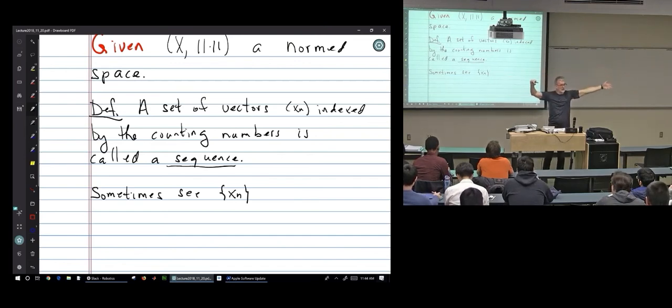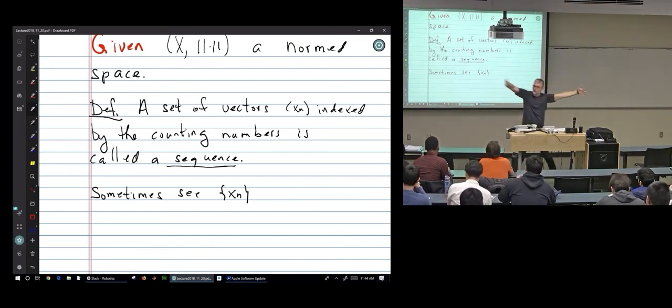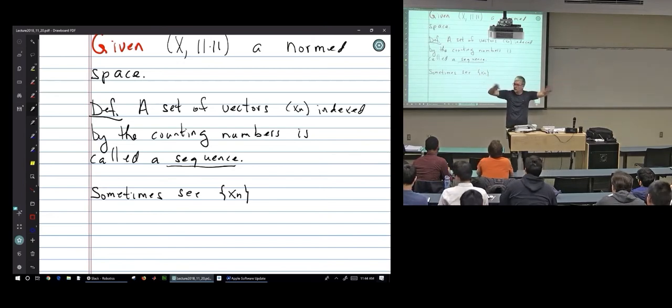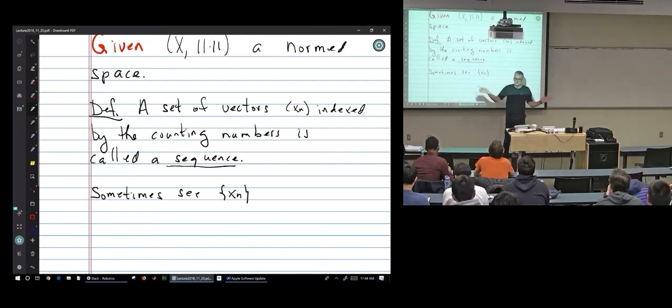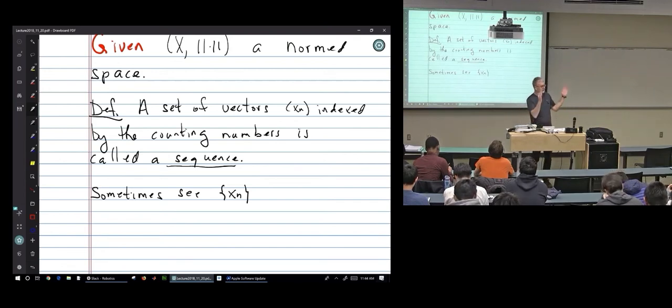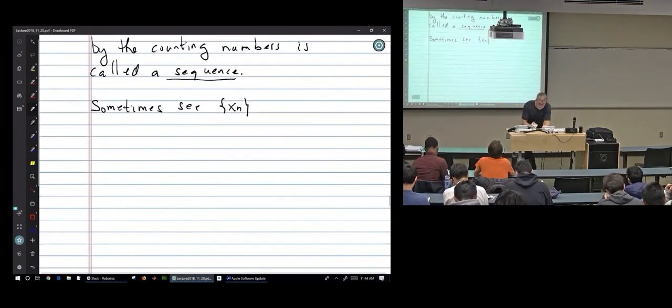You could start at minus 400 million and go forward, that's fine, okay, because it's shifting. So you can only go infinite in one direction, and the counting numbers make sure that that's what happens, okay? So that's why we don't say index by the integers, because they go infinite in both directions. Okay. So this is what we're really after, definition.